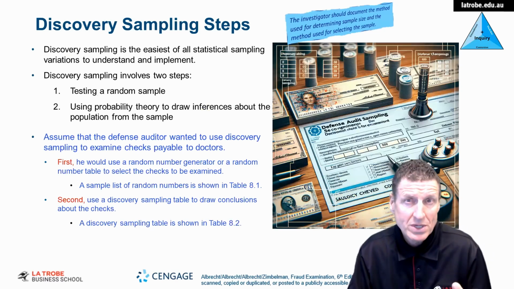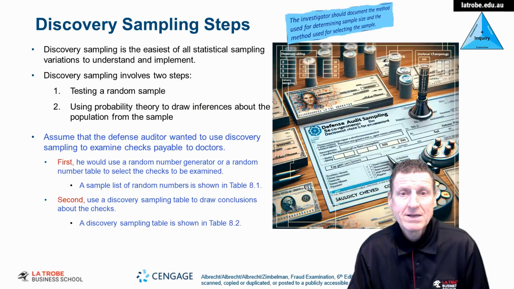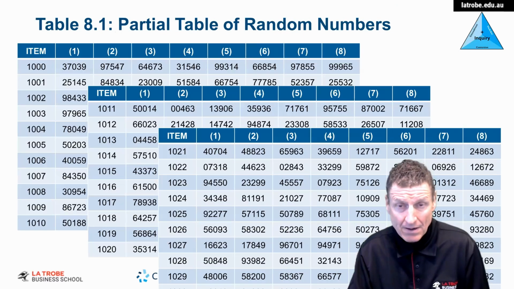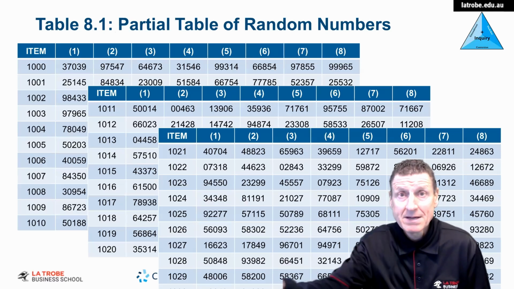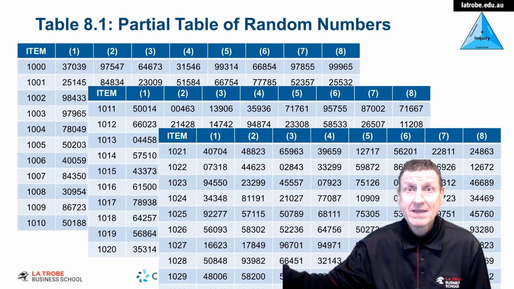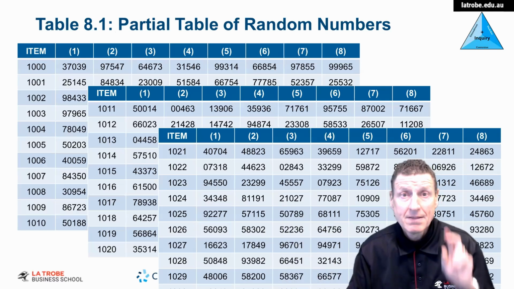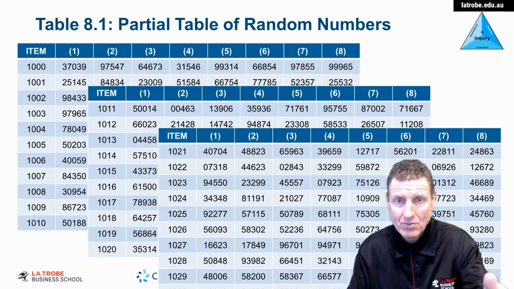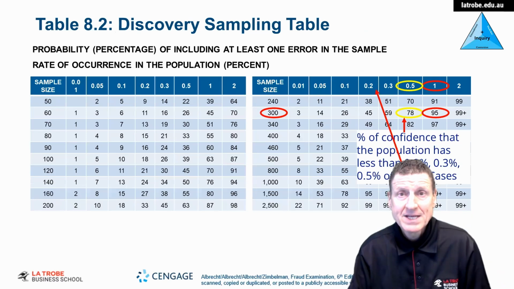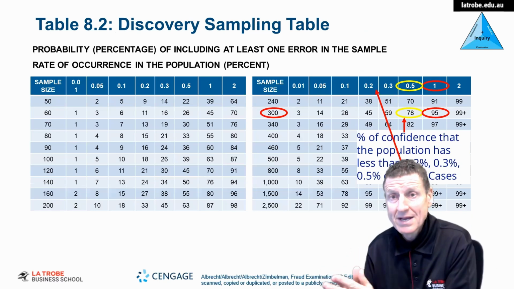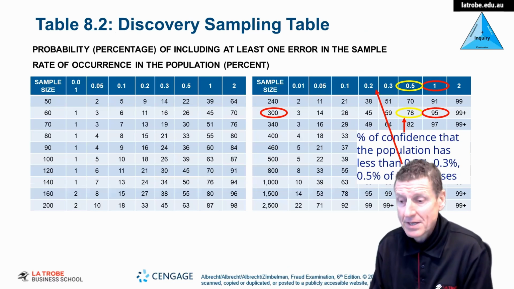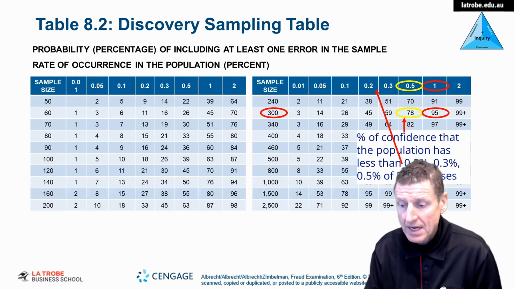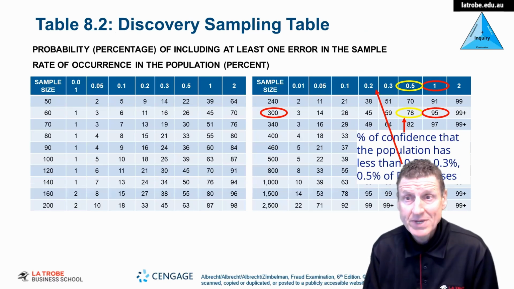So what would the defense auditor have done? First, get a random number generator, like from here, and then use this to pick out, say, 300 checks from the 10,000 checks that were written. That's step one. Okay. And electronically, you could actually do the same rather than just referring to a table. Step two, and that is use a discovery sampling table. You look at the 300 checks and check off each one. Check, check, check, check. Okay, we do not find any fraud in those 300 checks.